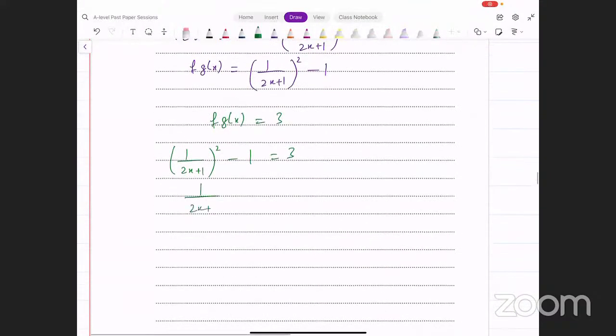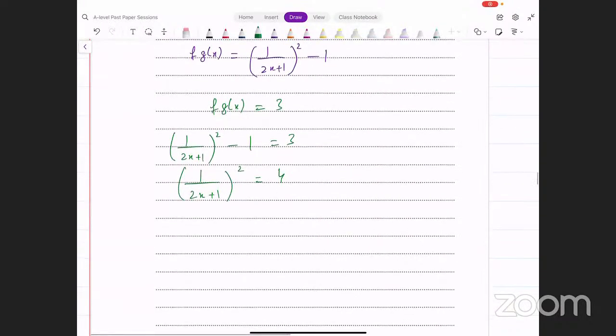Let's see what we get from this. 1 over (2x plus 1) whole squared equals 4. We can cross multiply, or we can just take this thing to the right there. If we take it there, we get 1 equals 4 into (2x plus 1) whole square. Or we can write the 4 on the left. That's also fine. Bring the 4 down here.